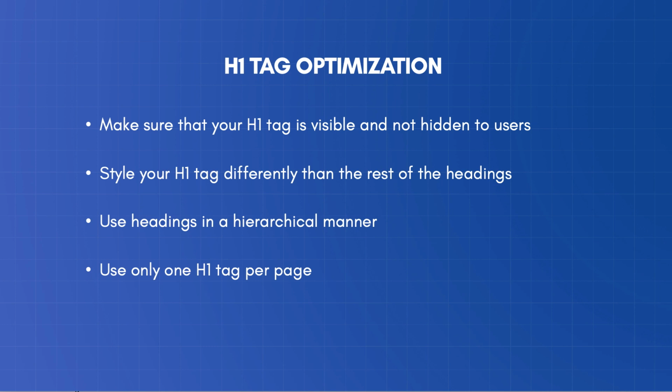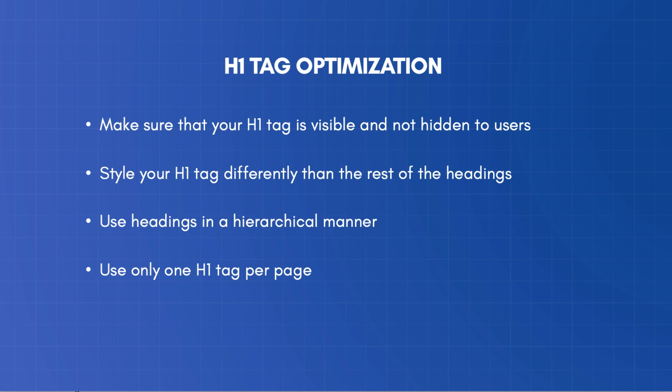The second rule is to style your H1 tag differently than the rest of the content. Make your H1 stand out using bigger letters than the rest of the text and heading. The third rule is to use headings in a hierarchical manner. I mentioned before that you should approach headings the same way as writing an outline for a book or long-form document. What is important for SEO is to have your tags in the correct order to make the job of crawlers easier.